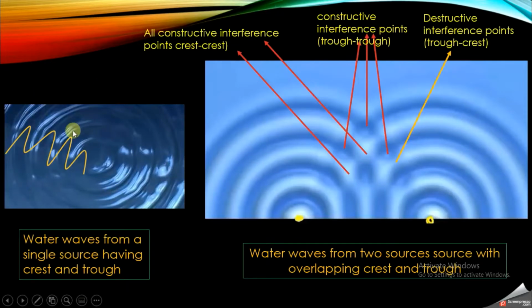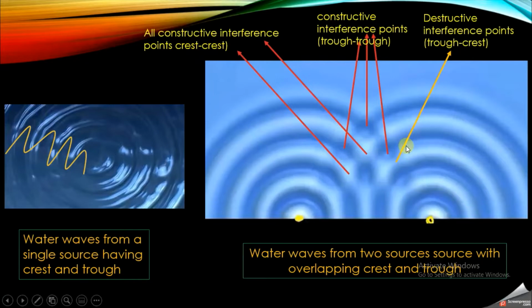On this side you see there is a single source of water waves in the center, and it's producing water waves with the crest and with the trough like this. So it's a water wave source. Water waves are coming from a single source. Now let's suppose we bring another source of water waves closer to this one, like this figure. Here is the one source of water and there is another source of water waves.